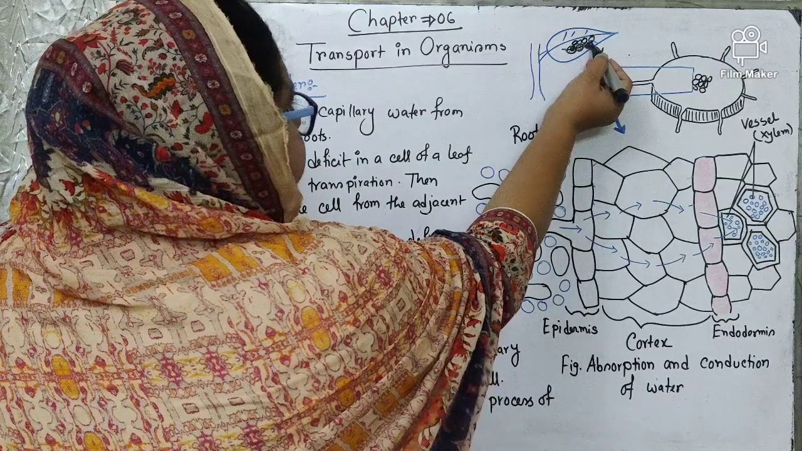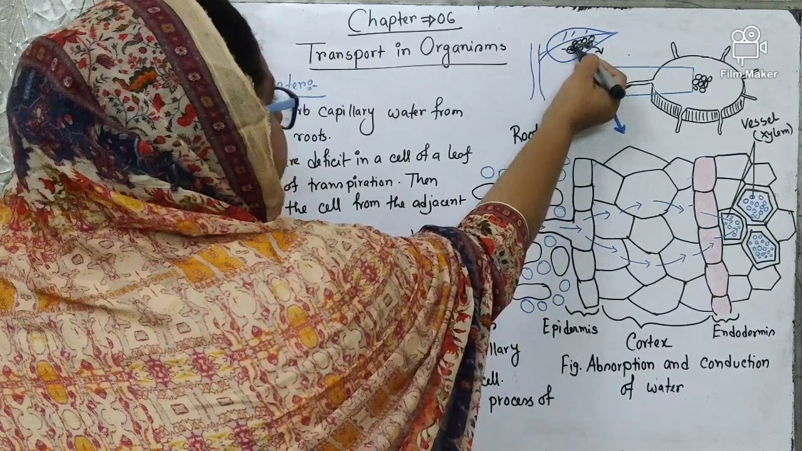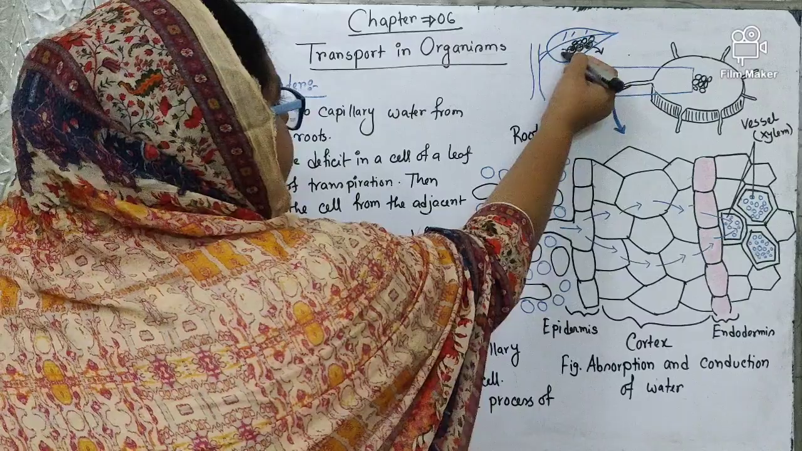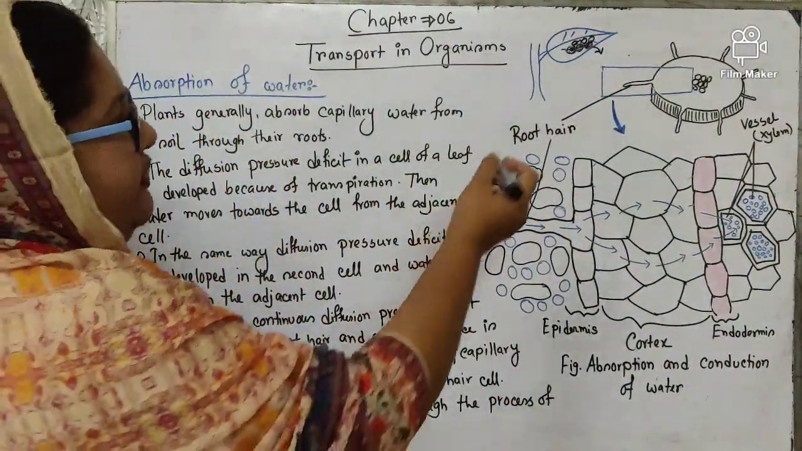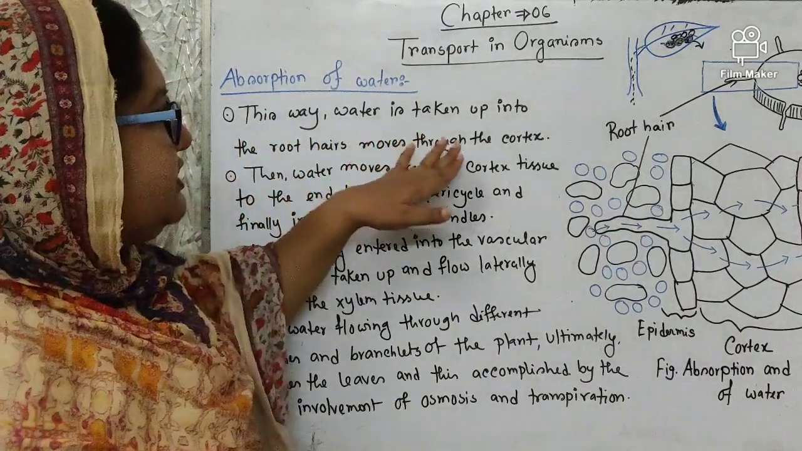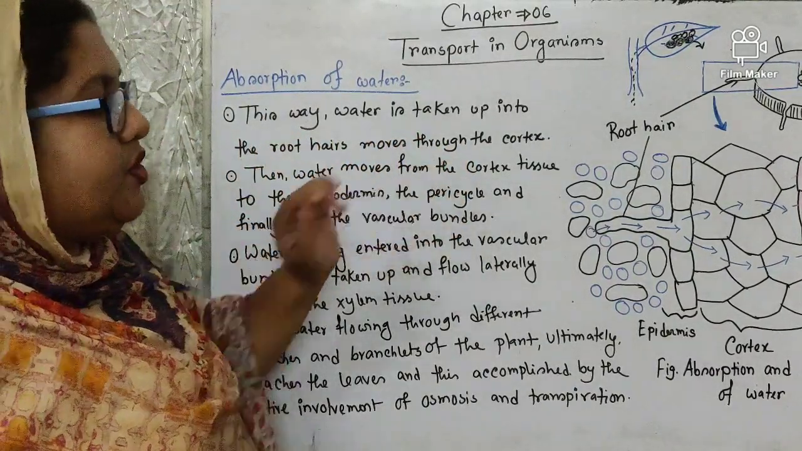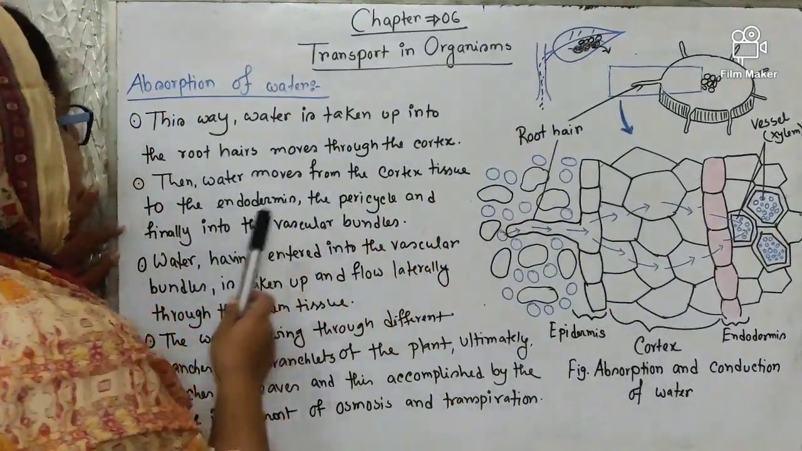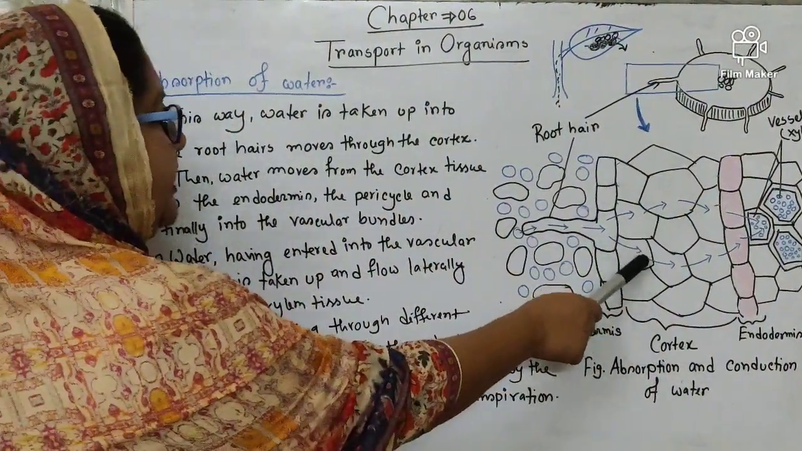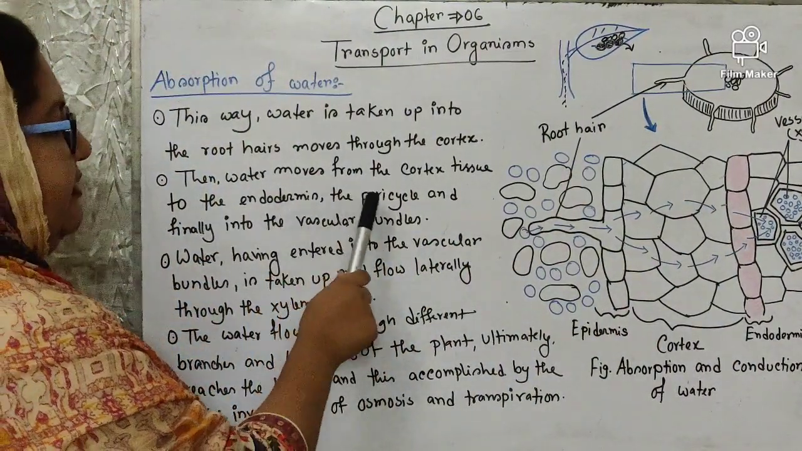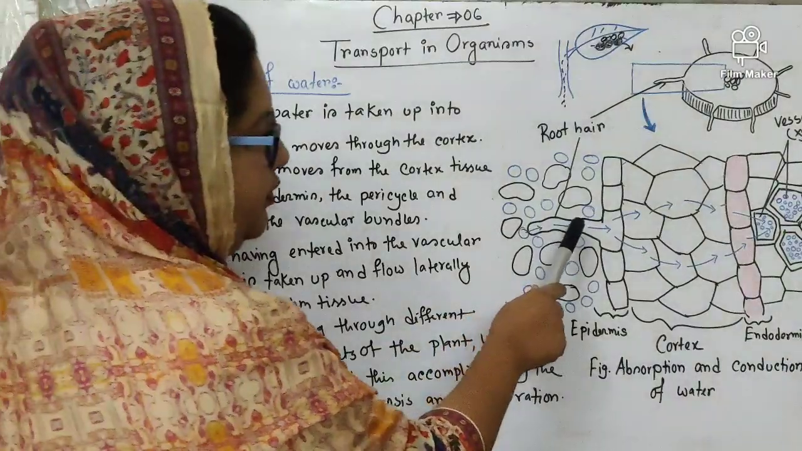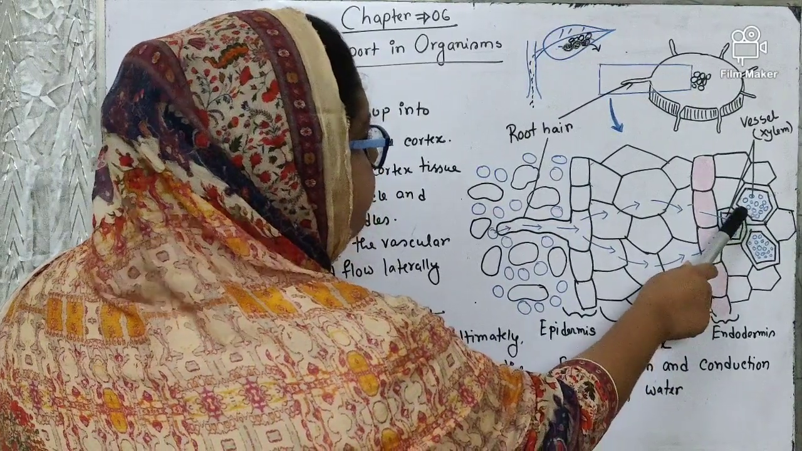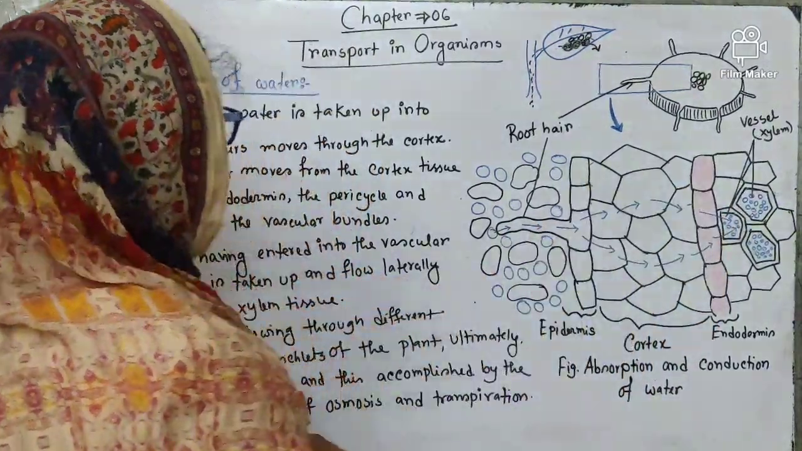If this cell releases water, it will take water from this cell, and when there is a deficiency of water in this cell, it will absorb water from the next one. Thus, water is taken up into the root hairs and moves through the cortex. Then the water moves from the cortex to the endodermis, the pericycle, and finally into the vascular bundle, that means the vessel of xylem.